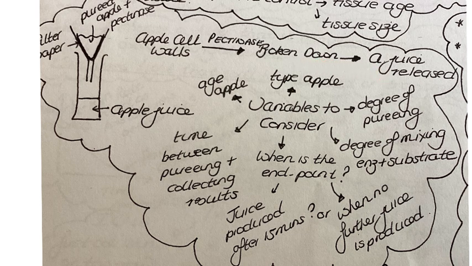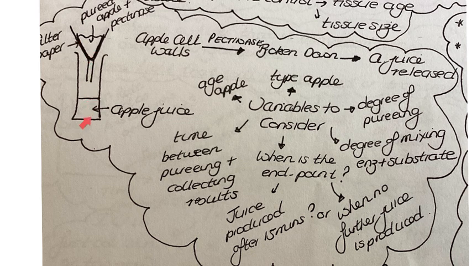So you could have pureed apple and you could add pectinase to it, and you could put that mixture into water baths at lots of different temperatures, or you could add buffers, but you could use this setup to investigate how pH or temperature or substrate concentration affects the rate of reaction. So basically you have your pureed apple and you have your pectinase, and you put them into a filter funnel, and then you collect the juice.